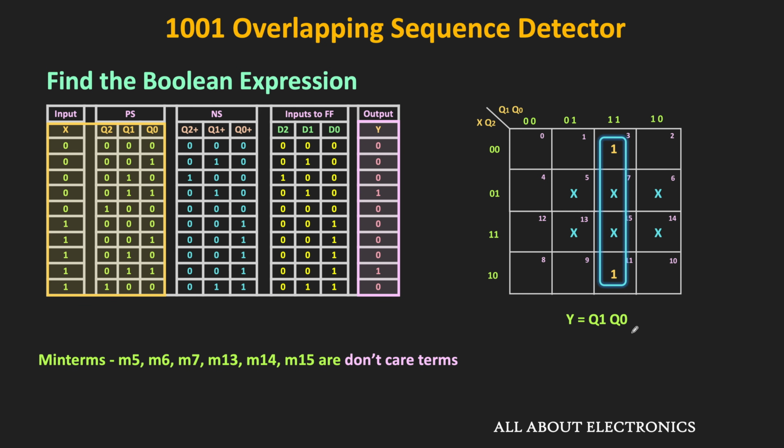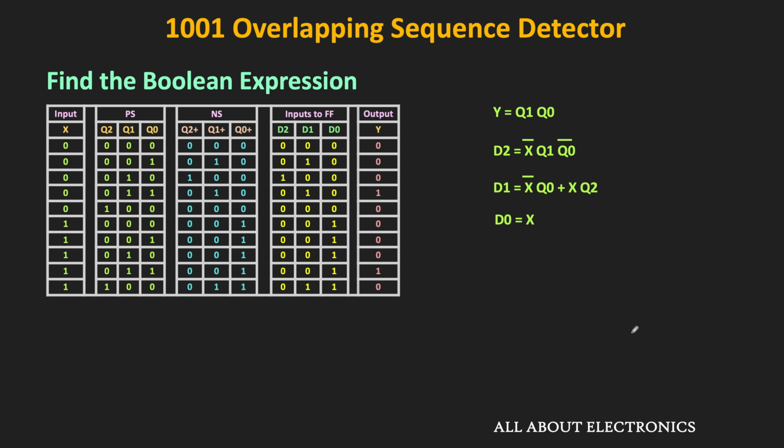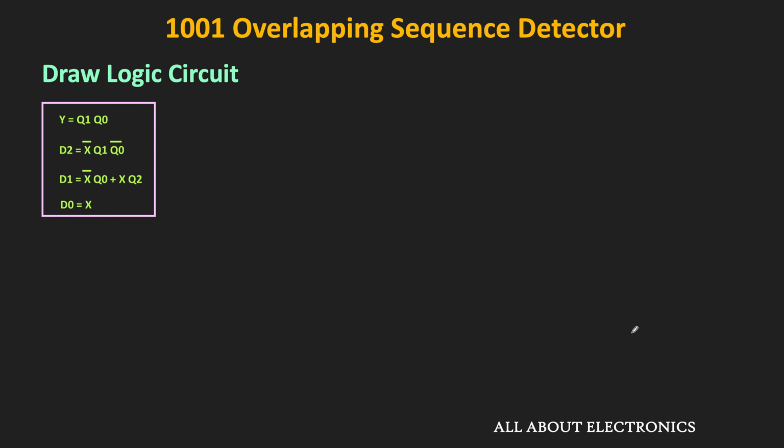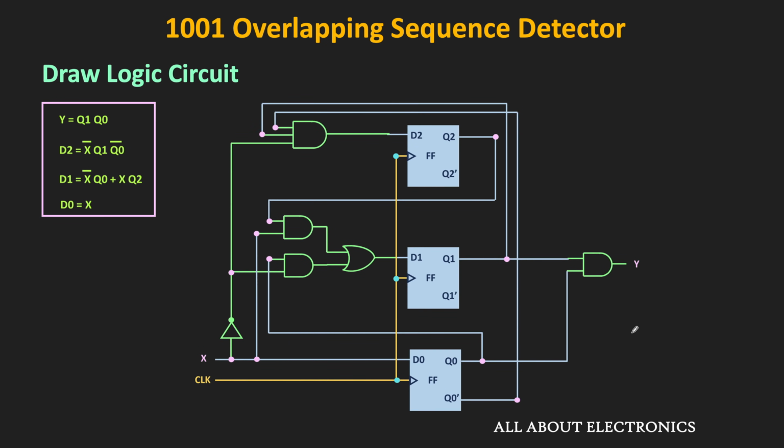In this way, we got the simplified Boolean expression for the D0, D1, D2 and the Y. Now, the next step is to draw a logic circuit from the Boolean expression. And this is the logic circuit for the Moore sequence detector which detects the 1001 overlapping sequence. If you see this logic circuit, then it is the logic circuit of the Moore machine, because here, the output is the function of only the present states.